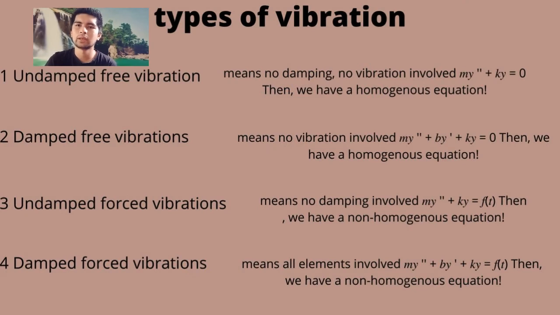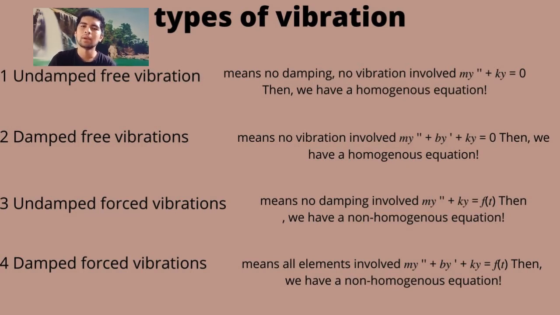Okay, I will explain about types of vibration. The first type is undamped free vibration, meaning no damping involved. my'' plus ky equal to 0. Then we have the homogeneous equation. The second type, damped free vibration, my'' plus by' plus ky equal to 0. Then we have a homogeneous equation.